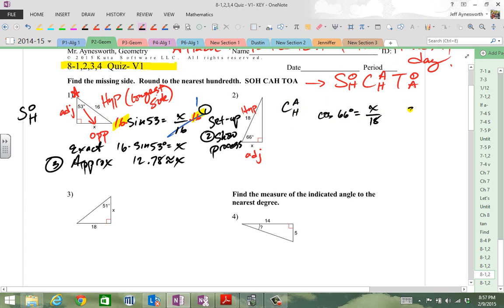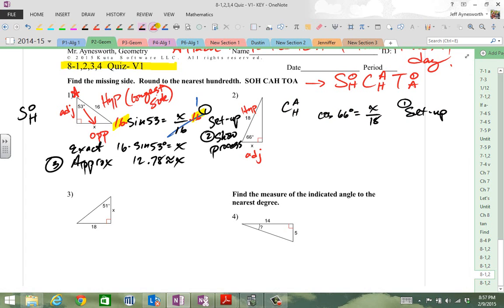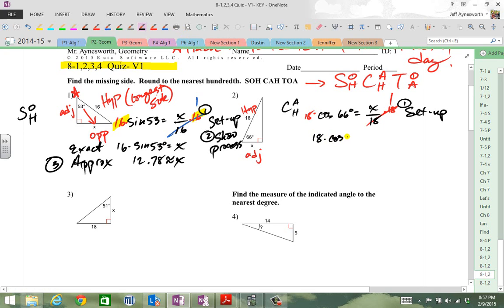And that's called your setup. As I said, every single problem in class. That's step 1, set up the problem. Step 2, show me how it's done. Multiply by 18. Show me the simplifying. So I can see right there that my exact answer is 18 times the cosine of 66 degrees equals x. Okay, that's called your exact answer.